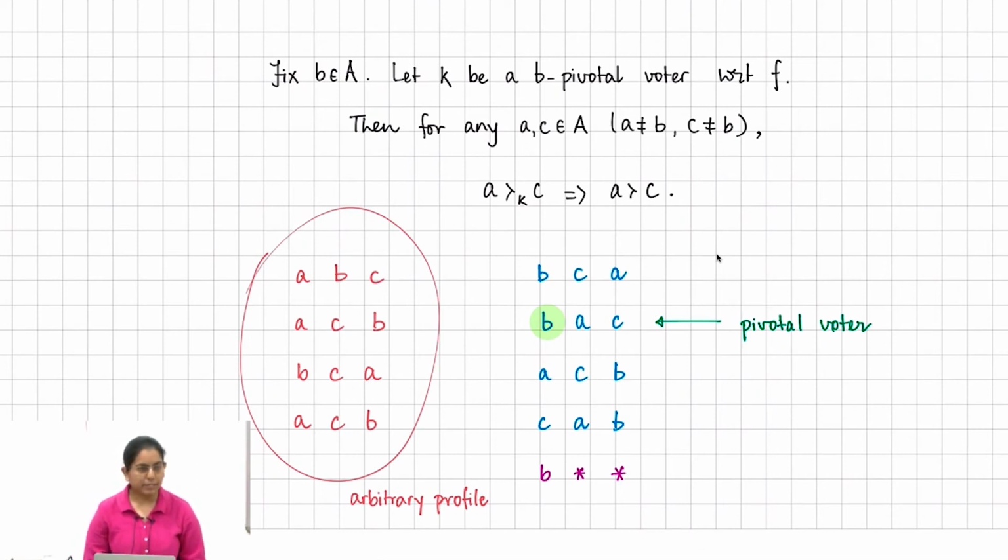Again, we are going to fall back on both the voter being pivotal as well as the mechanism being unanimous and IIA. So do you want to take a couple of minutes perhaps to think about how you can argue that the mechanism must in fact rank A over C?